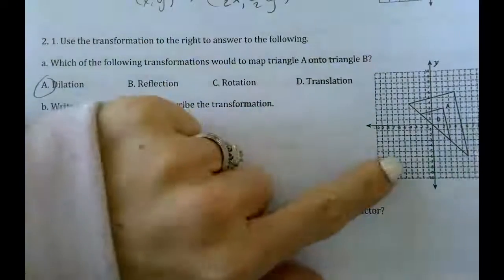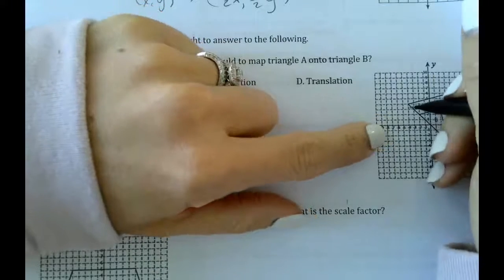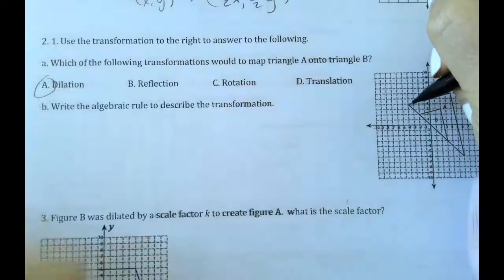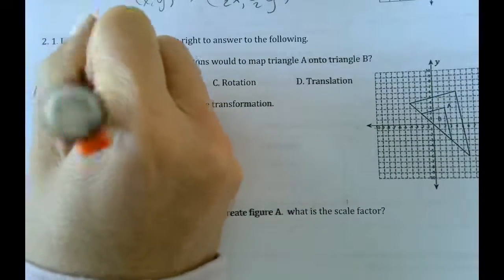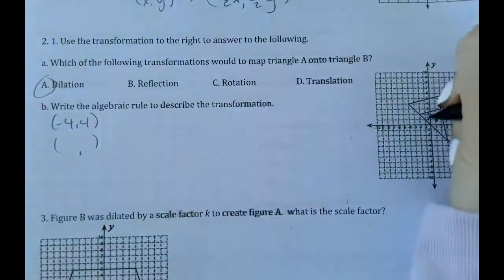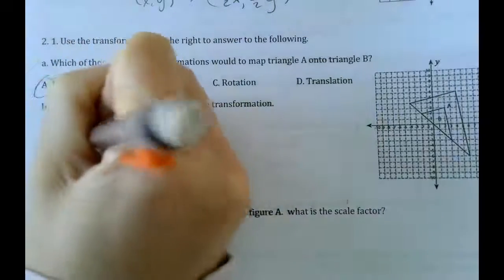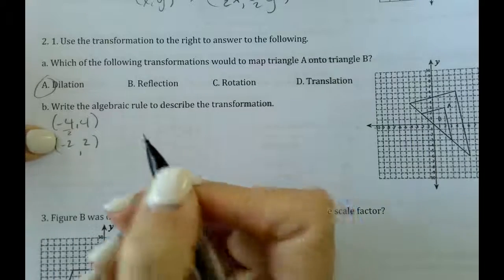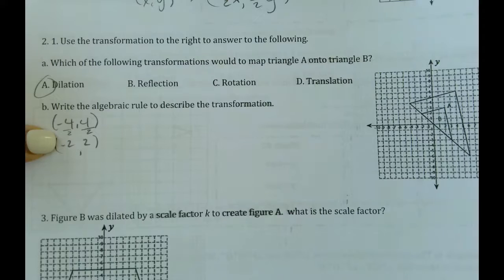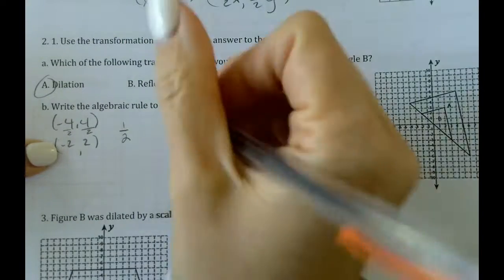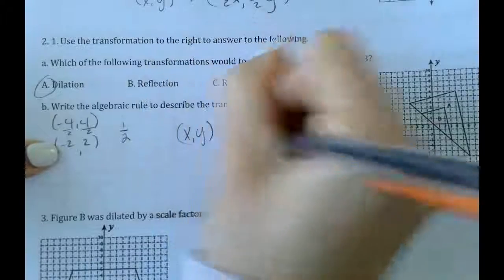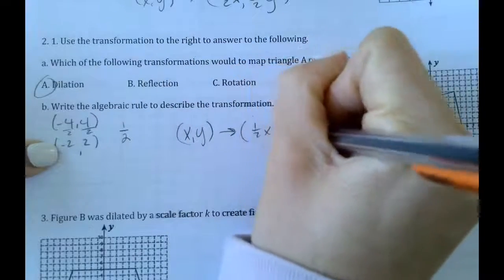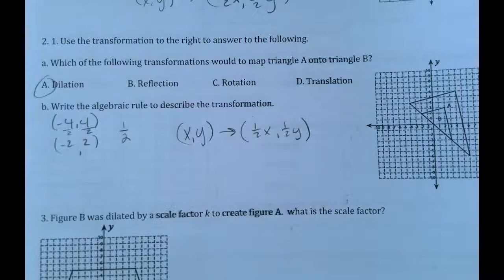So let's take one of our points. We'll take the original point here. That's at -4, +4. And the new point is at -2, +2. So to get from -4 to -2, I would divide by 2. That same rule works for my y value. If I do 4 divided by 2, I get 2. So here, that tells us that we're multiplying by 1/2, that we dilated by 1/2. So we do xy maps to 1/2 x, 1/2 y. You could also do 0.5 there if you wanted to.